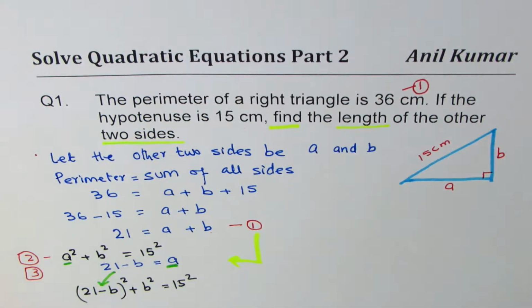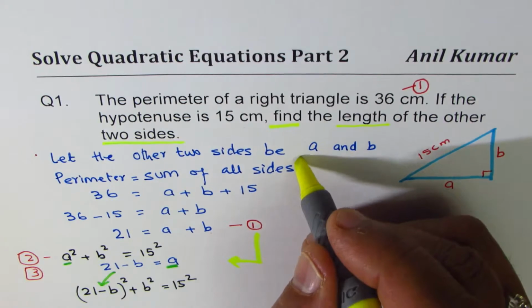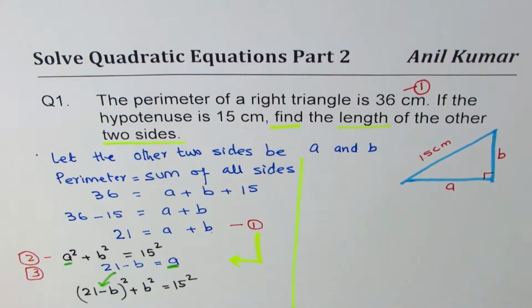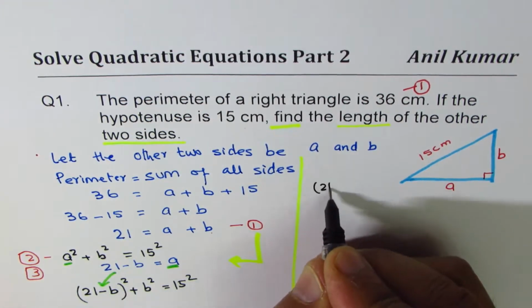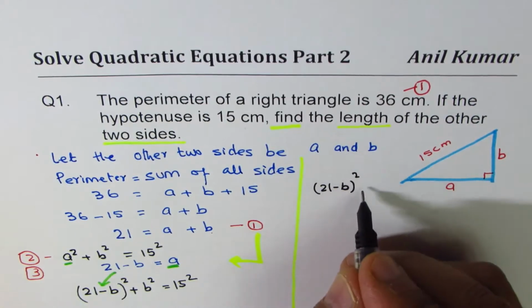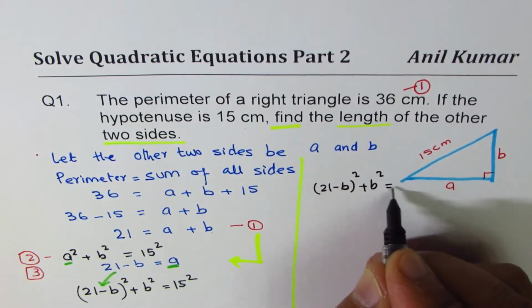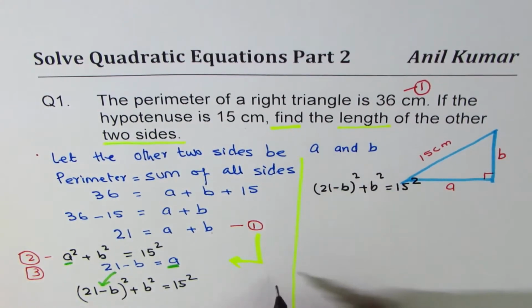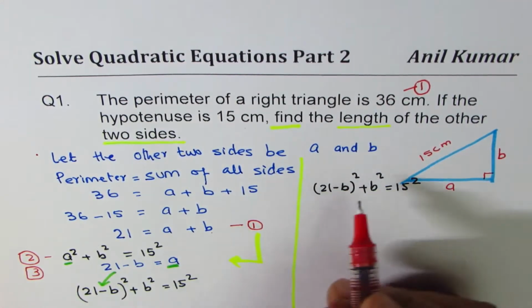Correct. So now we have an equation which is in a single variable. So we'll solve this equation and find the value of b. The equation is (21 minus b) whole square plus b square equals 15 square. Now you can expand this. What is (a minus b) whole square equal to?